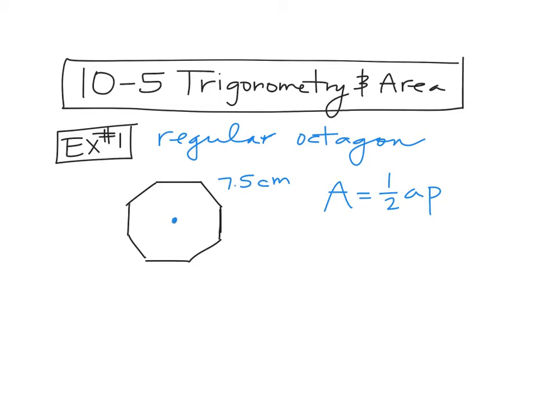So if all I have is the length of a side, I have to figure out my perimeter, and I have to figure out my apothem. Can you tell me the perimeter right now? 7.5 times 8, correct. Okay, so if I plug that in, 7.5 times 8 is 60. So I have my P, which is great. Now we have to find the apothem, okay? And to do that, you draw in your apothem, and you draw in a radius.